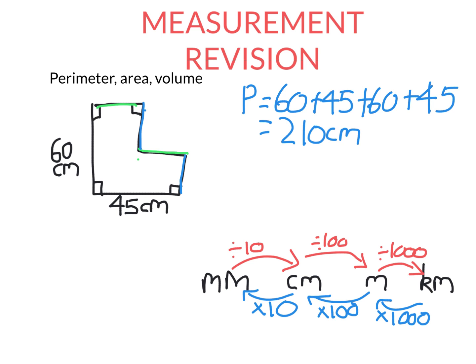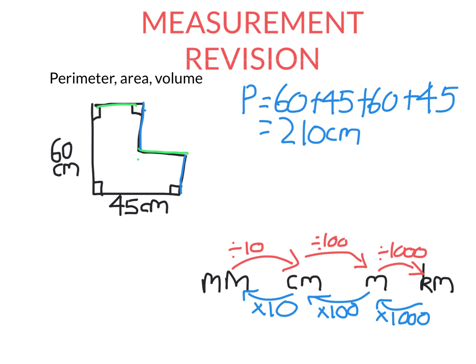So just remember the rule that if you're going from a smaller unit to a larger unit, you divide because there are fewer of the larger unit. And on the other hand, if you're going from a larger to a smaller unit, you times because there are more of the smaller unit.